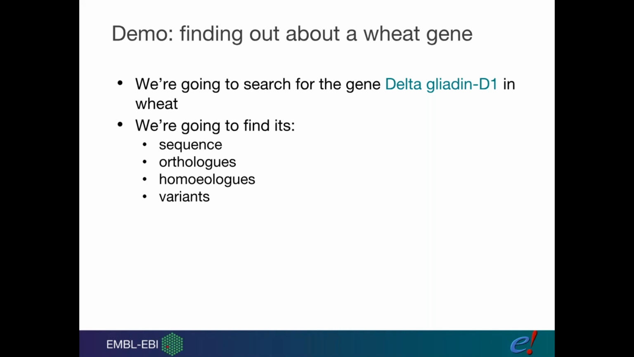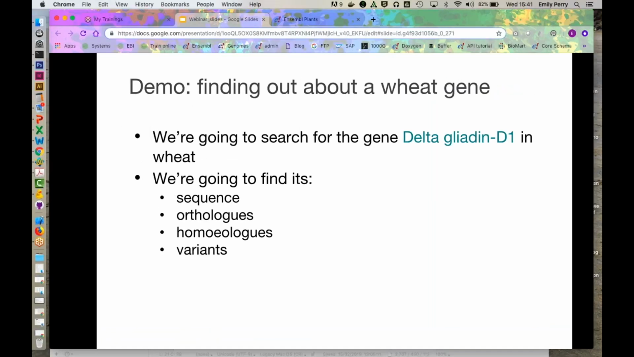So we're going to have a look at finding out about a wheat gene. The gene we're going to look for is delta gliadin D1. The D1 tells us it's on the D genome, and we're going to find its sequence, orthologues, homoeologues, and variants.